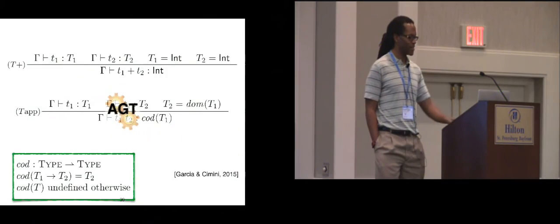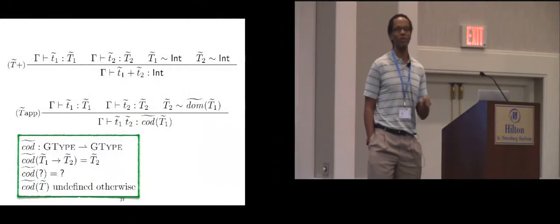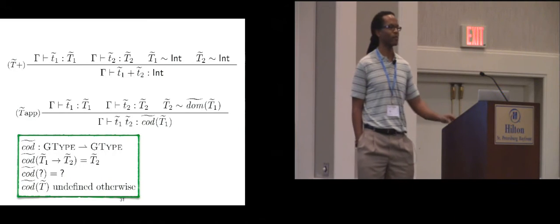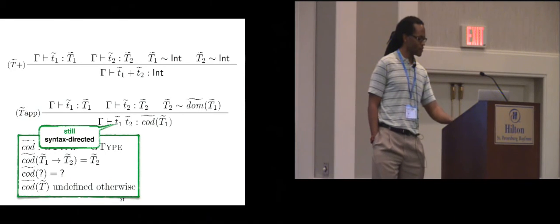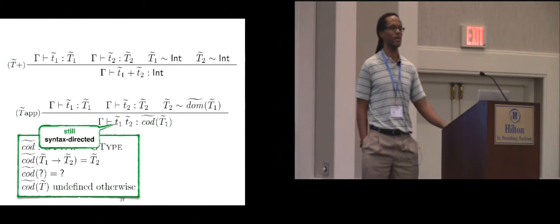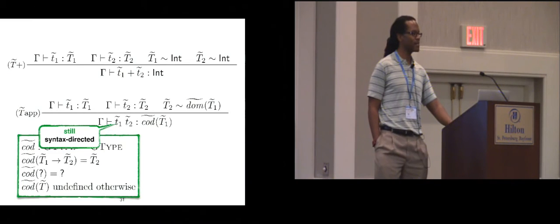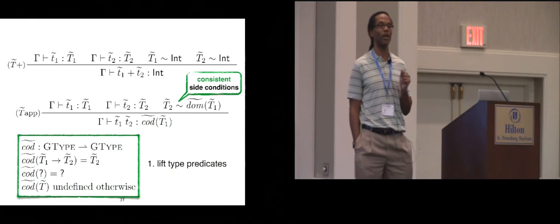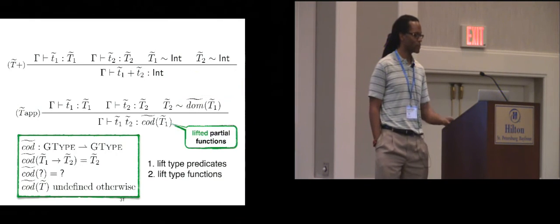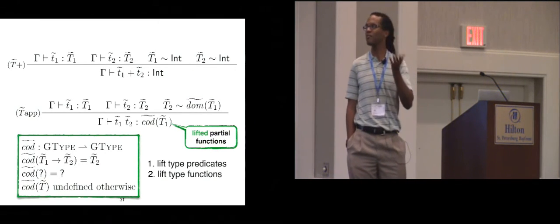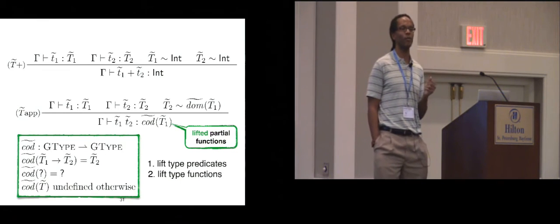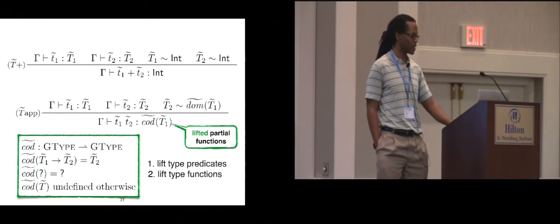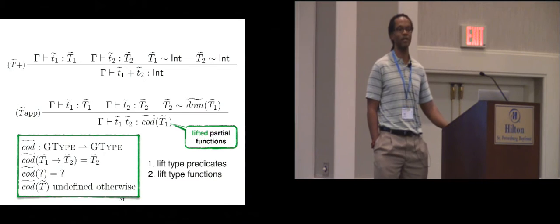So we apply AGT to this, and lo and behold, we get a gradual type system. The gradual type system is still syntax directed, and now those explicit side conditions are lifted to be consistent side conditions on gradual types, and the partial functions on static types have been lifted to gradual partial functions on gradual types. And this is done using the abstract interpretation framework.